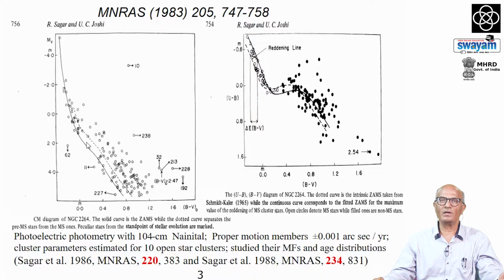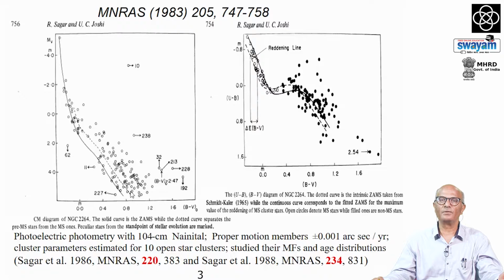And the major advantage is that we have a large number of main sequence stars in a star cluster. So, we know exactly the location of the zero age main sequence, and fitting of that is very useful, and it provides a better determination of cluster distance.